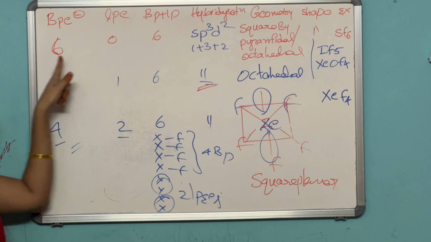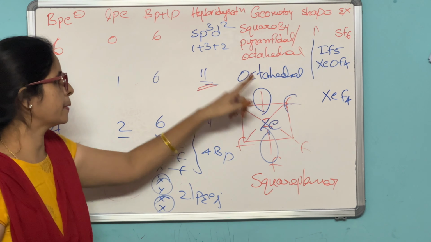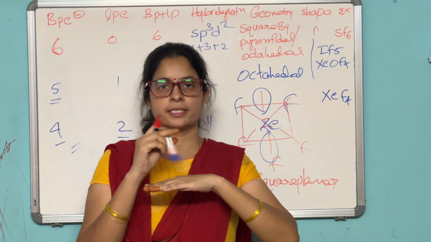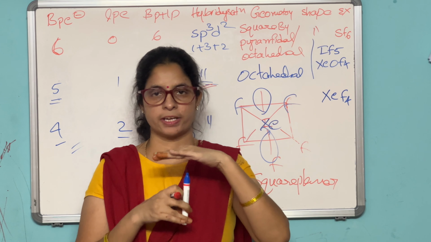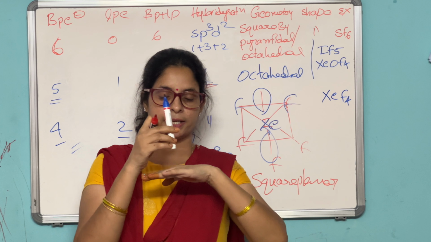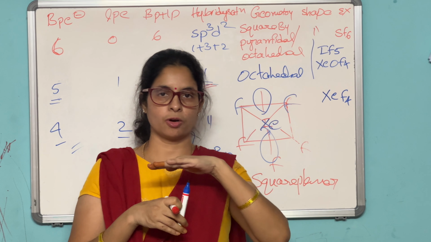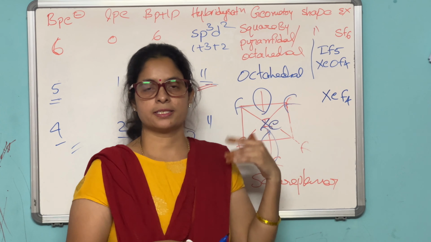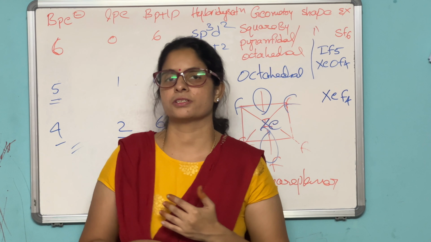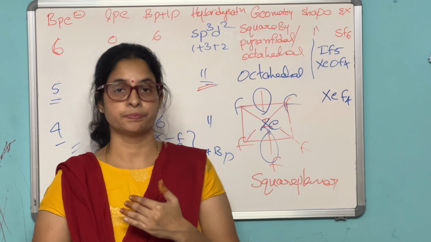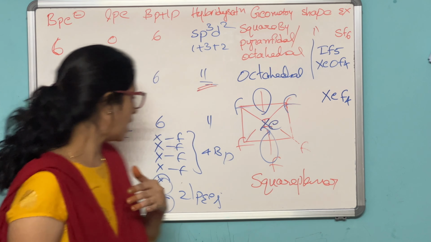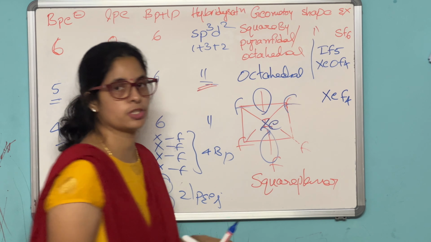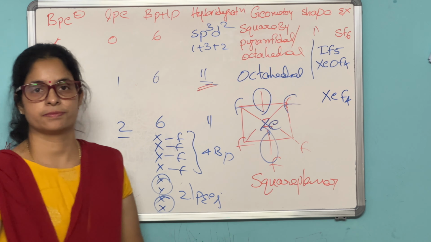If the bond pairs of electrons are 6, square bipyramidal, you assume one square, one atom above the square, one atom below the square. If one lone pair is there, it occupies either the upper position or the lower position. The geometry is the same square bipyramidal, but coming to the shape, it is square pyramidal. And next, if two lone pairs are there, two lone pairs occupy the upper position and the lower position, and it is a square planar shape. Okay.